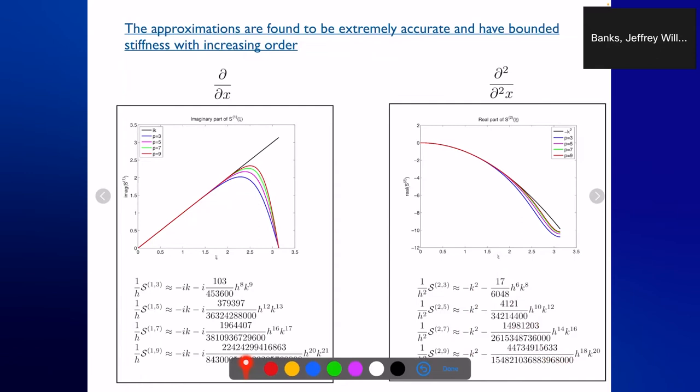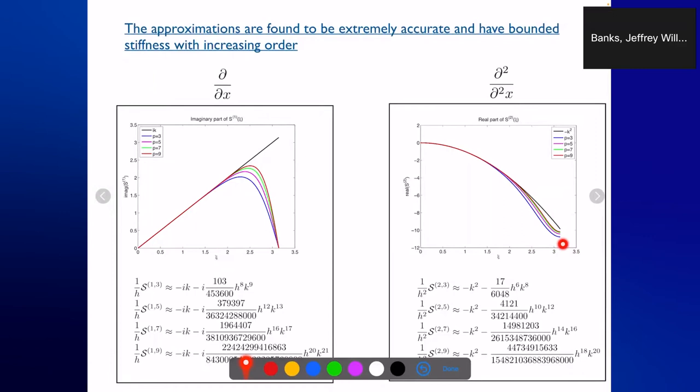The other thing you notice is that the spectrum of the operator, which you can look in the picture, the spectrum of the operator is bounded with respect to order. So this is not at all like standard finite elements. With standard finite elements, the spectral radius of the operator increases to infinity as p goes to infinity. So these have bounded. In fact, the spectral radius of the operator, just look at the second derivative here, the spectral radius of the operator is almost exactly the same as the Fourier method. In fact, it's converging from the top downward onto the Fourier method.